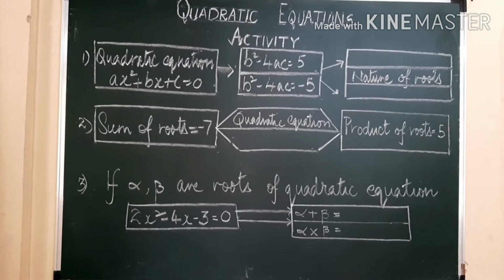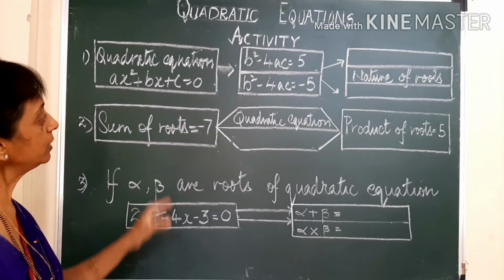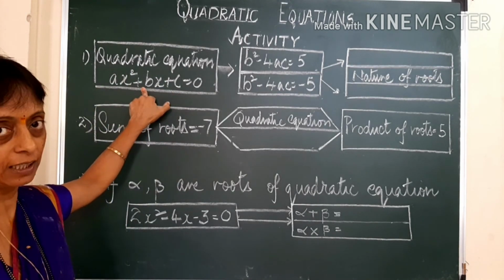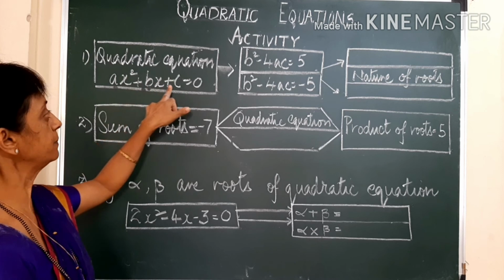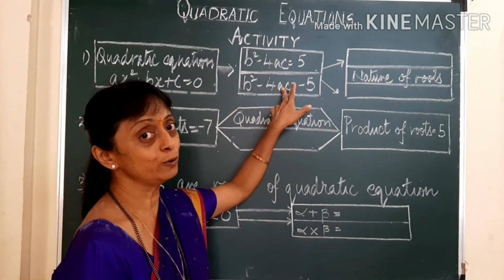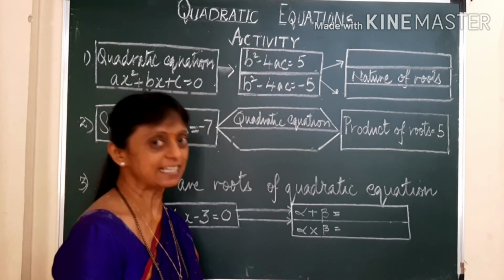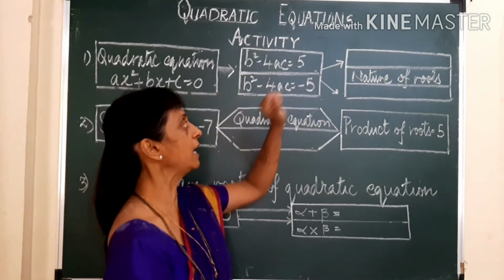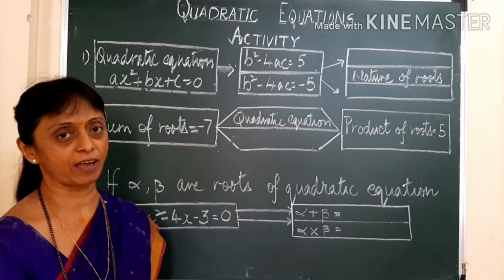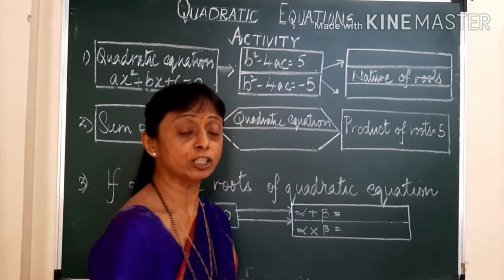Now let's proceed with a few more problems in the activity. See, there are 3 problems written on the board. Let's concentrate on the first one. The quadratic equation given over here is ax square plus bx plus c is equal to 0. What next? They have given you 2 values of what, children? b square minus 4ac, that is delta, the discriminant. One is a positive value 5 and the other value is a negative one, minus 5. What have they asked? They have asked you to determine and write the nature of the roots.